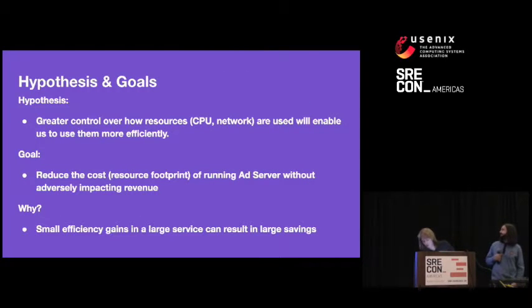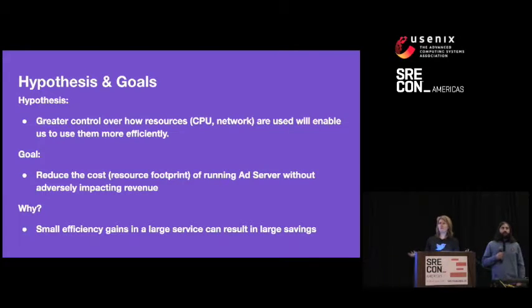Cool. All right, so let's review what our hypothesis and our goals are. Our hypothesis was that if we had more control over how our resources were used, then we could use them more efficiently to do more work with the same amount of resources and therefore do an equivalent amount of work with fewer resources. Our goal was to reduce the overall resource footprint of the ad server, thereby reducing the cost of operation. A constraint on this is that the performance of the ad server, both in terms of the volume of ads served, success rate, and the quality of the ads served, QF, must not be adversely affected by these changes.